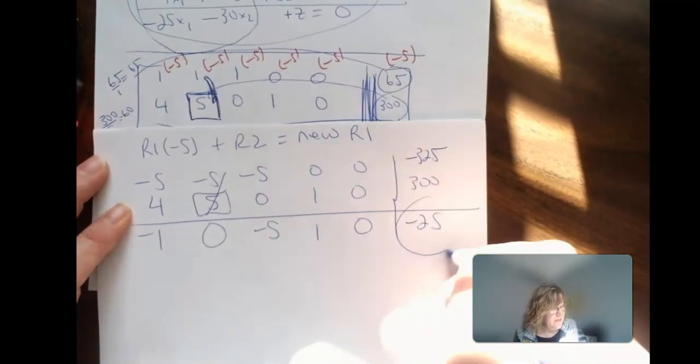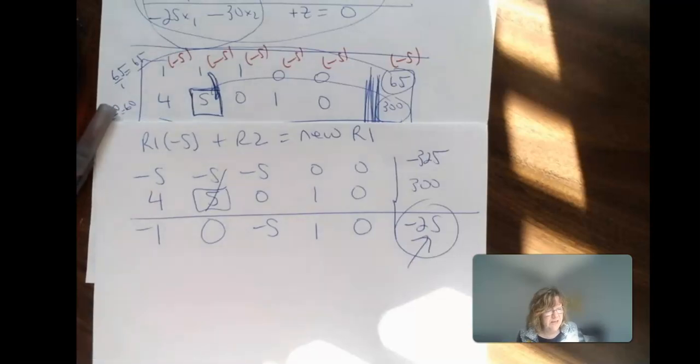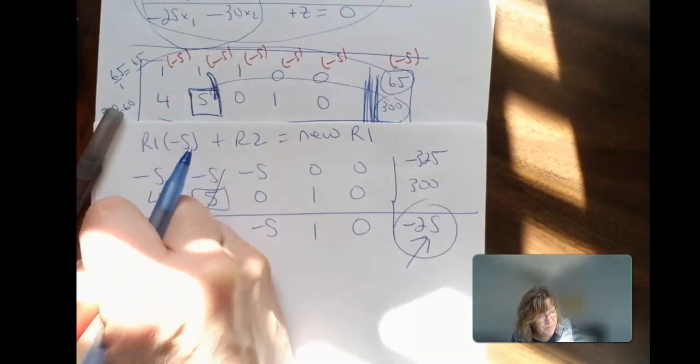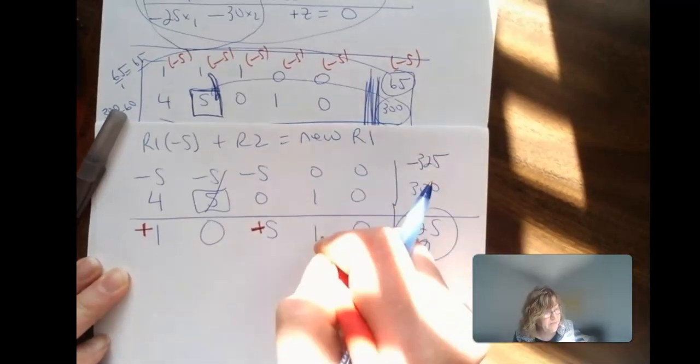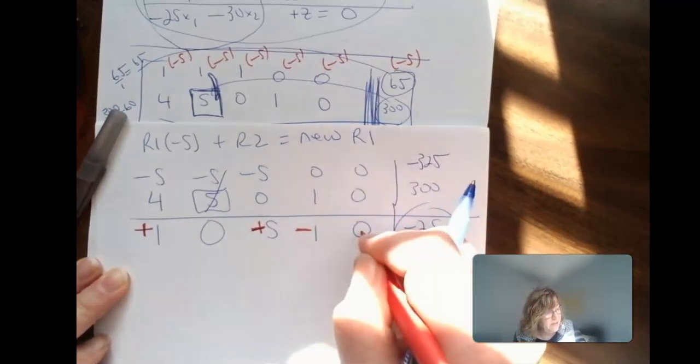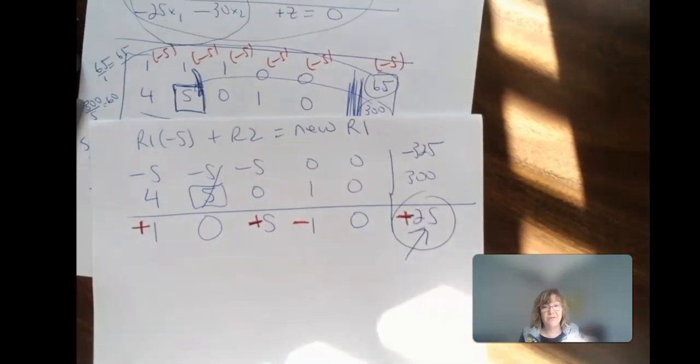Now, this is a problem. Remember, our total column has to always stay positive. So you can just fix it at the end. I'm going to multiply through by a negative, and that's going to change the sign. So this -1 is going to go to a +1. 0 stays neutral. -5 goes to a +5. +1 goes to a -1. 0 stays neutral, and that -25 goes to a +25.